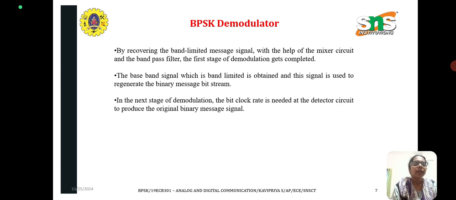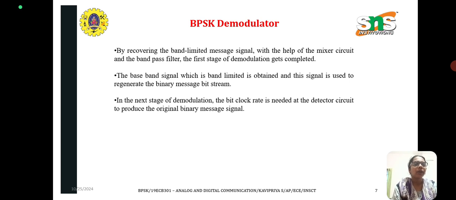So in the mixer, we give the BPSK signal as one input and the carrier generated by the local oscillator as the other input. The output of the mixer is given to the band pass filter. By recovering the band limited message signal with the help of the mixer circuit and band pass filter, the first stage of the demodulation is completed. At the end of the band pass filter, the baseband signal, which is band limited, is obtained, and this signal is used to regenerate the binary message bit stream. The next stage of demodulation is done at the detector circuit.